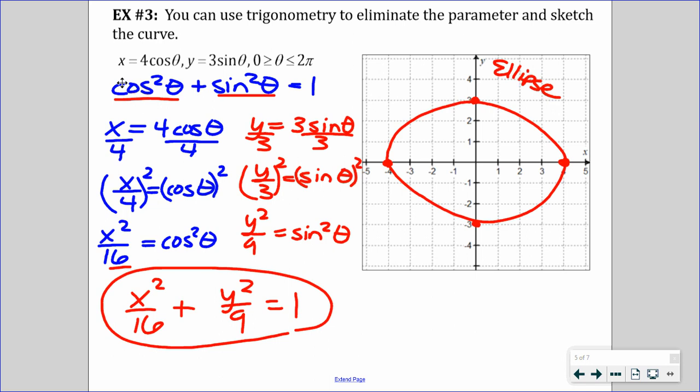Okay, but anyway, the main thing I wanted to show you there is that we can use trigonometry and the Pythagorean identity to eliminate the parameter, and we ended up with the equation of an ellipse. So in some other scenarios, you might end up with the equation of a circle, possibly.